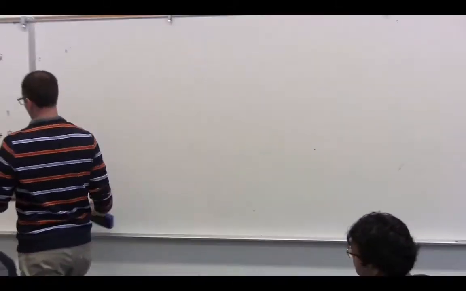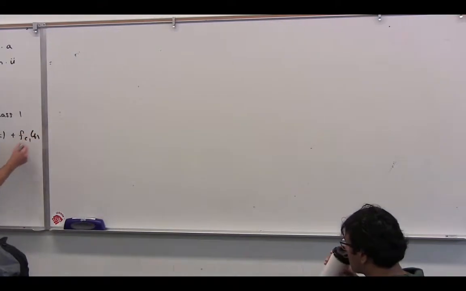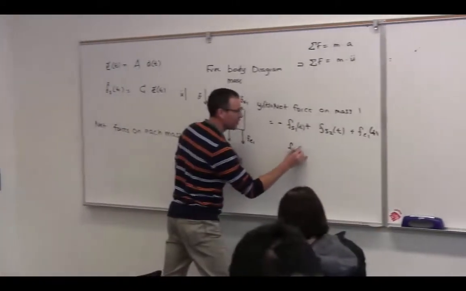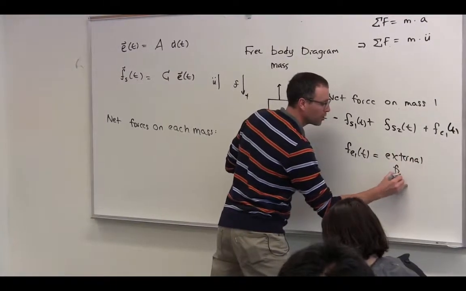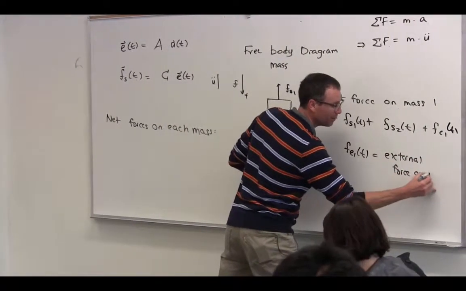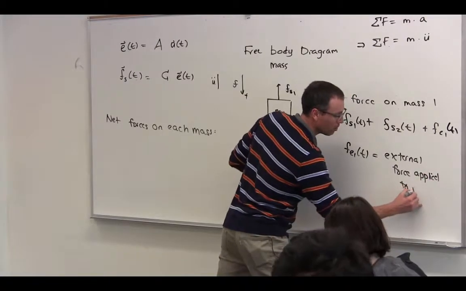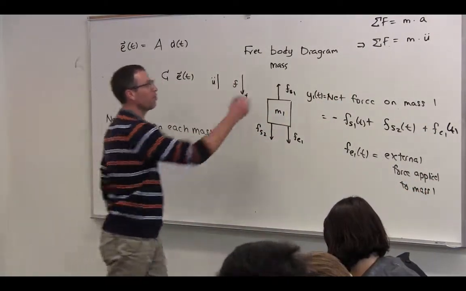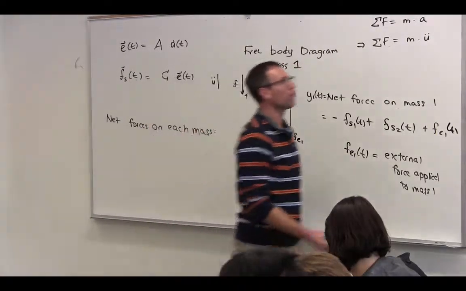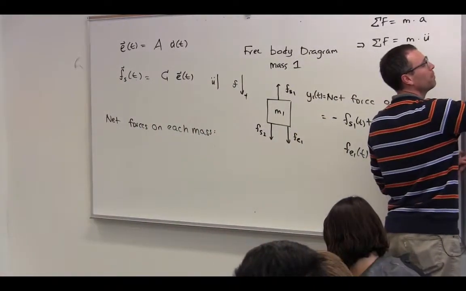An external force. So in this case, we haven't actually defined this. Let's call this the external force applied to mass 1. That's the free body diagram for mass 1. Could you guess what the free body diagram for mass 2 looks like?